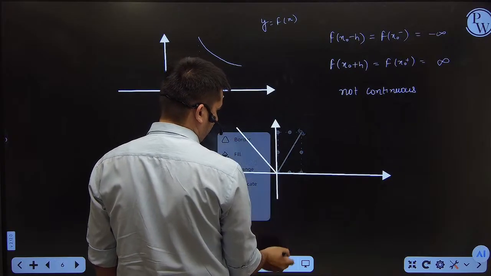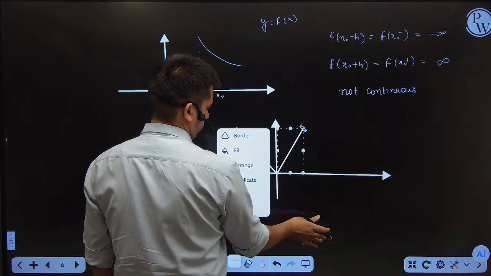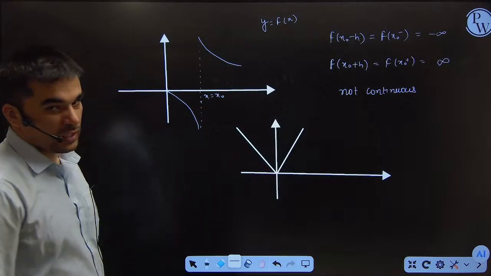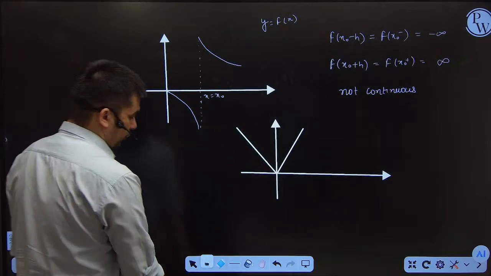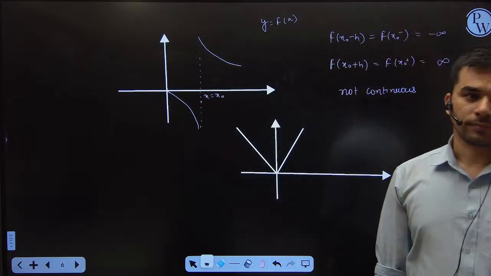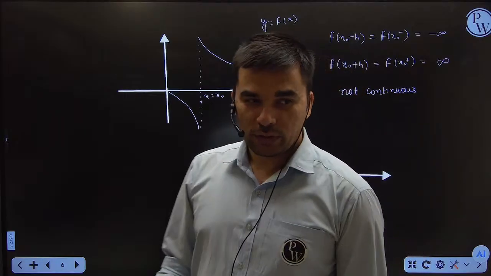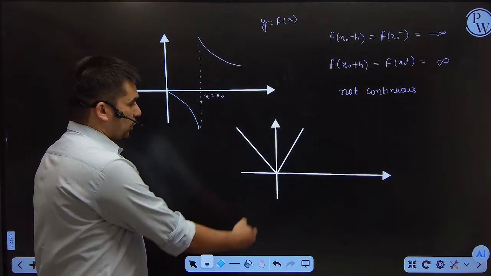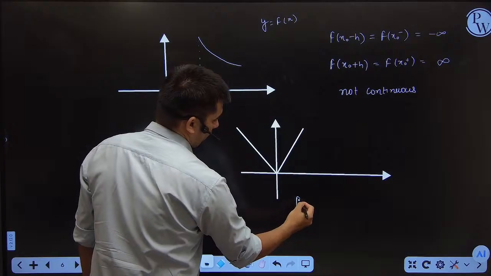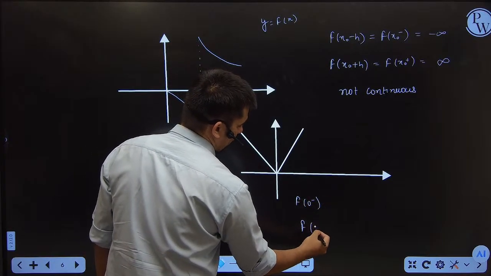This is a symmetric graph that I have drawn, a straight line. Tell me whether this graph is continuous or not continuous. While drawing it, you didn't have to lift the pen, right? So it's a continuous graph. What about f of, let's say, 0 minus and 0 plus, if I'm asking you to calculate? What is the value of that? Tell me.